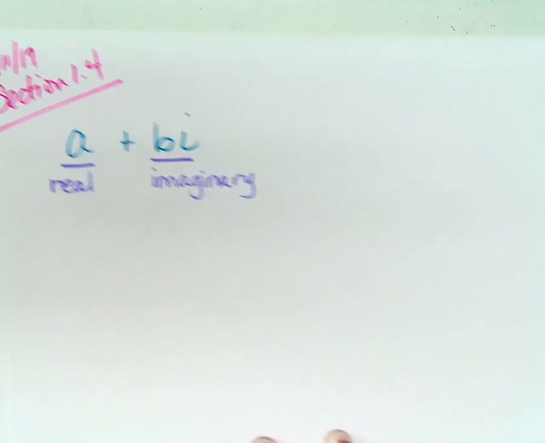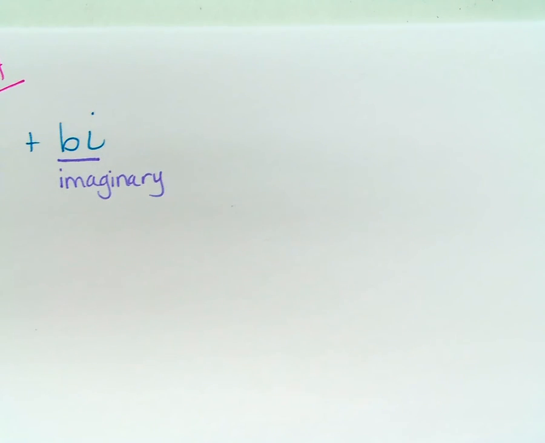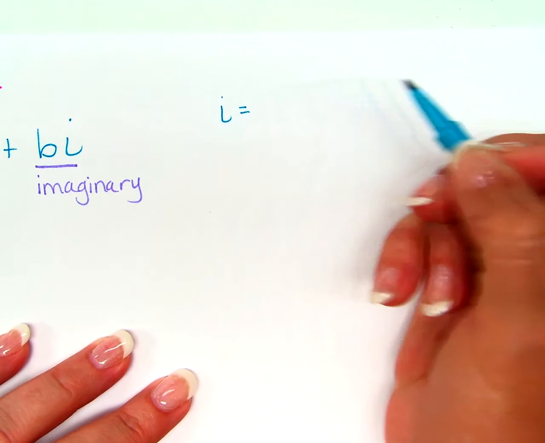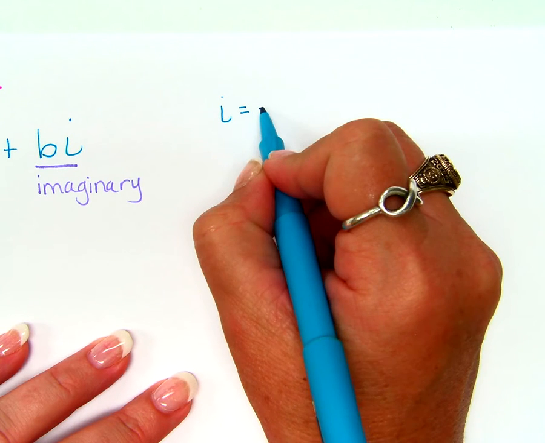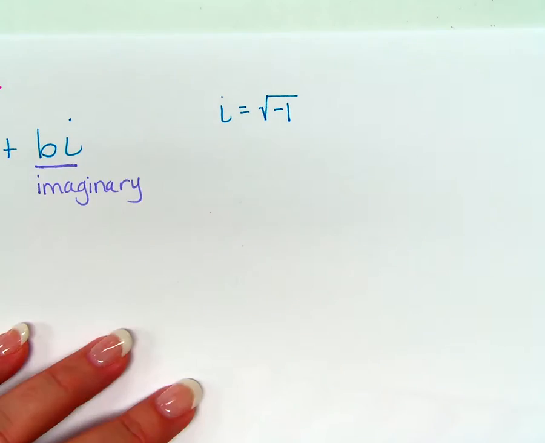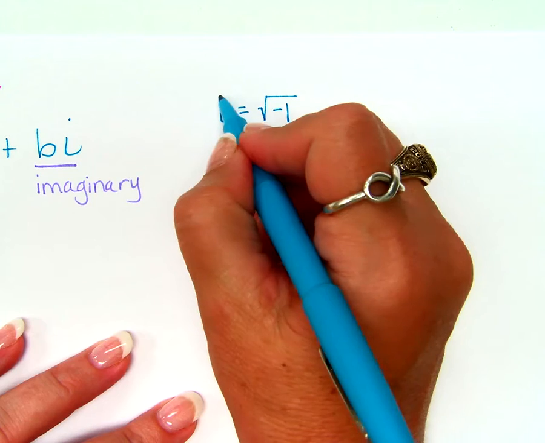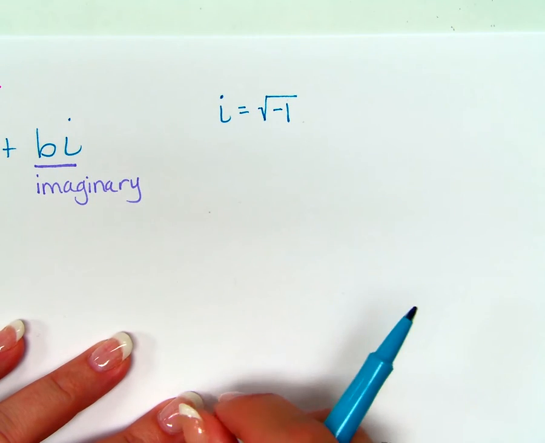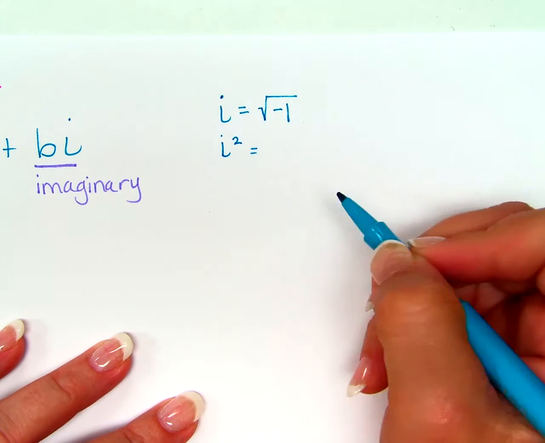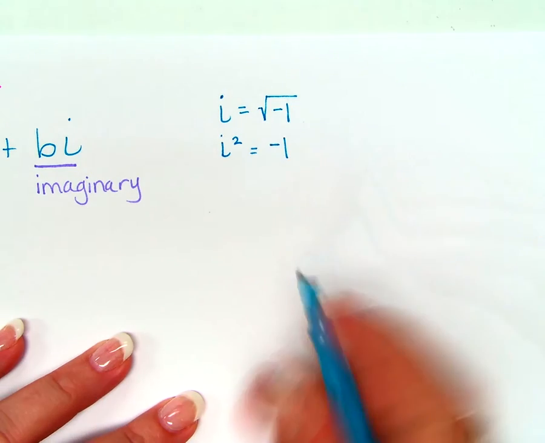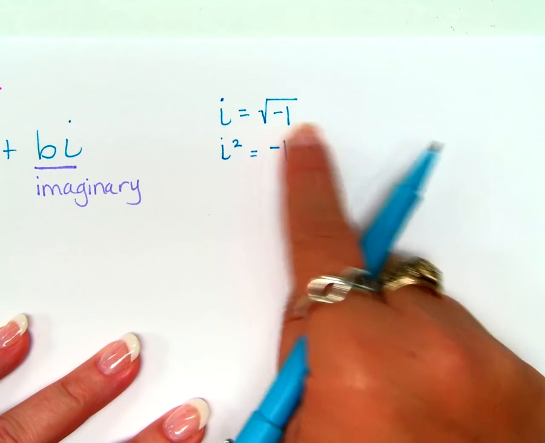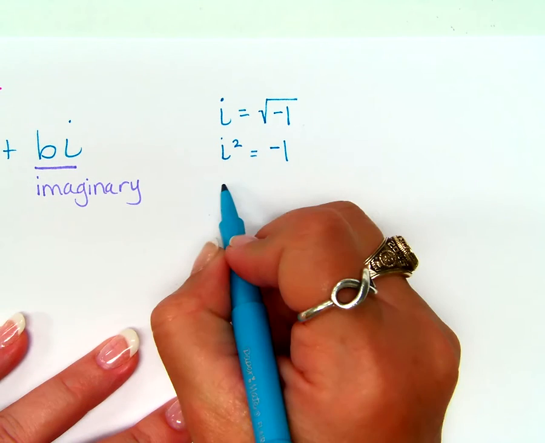Okay? So we need to talk about the number I for a second. Do you remember what I means? Isn't it something that when squared equals a negative number? The square root of -1. That's right. Okay? If we know that I equals the square root of -1, then what does I squared equal? -1. Because if I multiply this by itself, don't I just get what's inside? Which is -1.